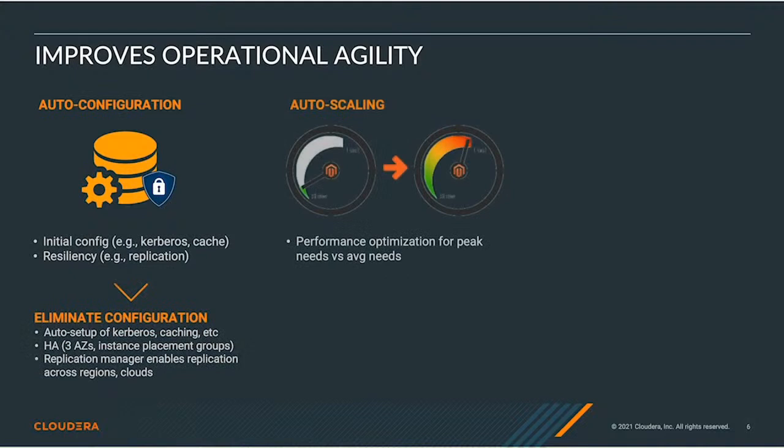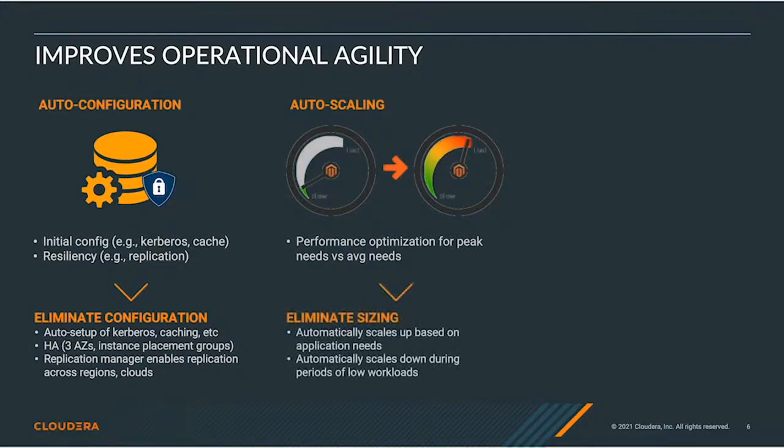Second, it's auto-scaling. Performance optimizing itself for your peak needs and not your average needs. In the past, what you had to do as an admin was make a decision. Do you deploy a database based on the peak needs of your application and then have it underutilized for when that peak wasn't happening? Or do you set it up for the average need, knowing that you weren't going to meet your SLAs at peak workloads? That's now a thing of the past. We eliminate sizing and we automatically scale up and scale down as the need may be based on the workload that's happening.